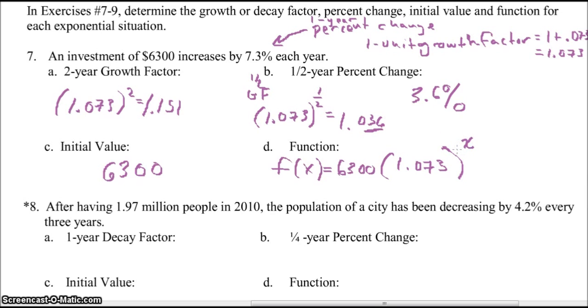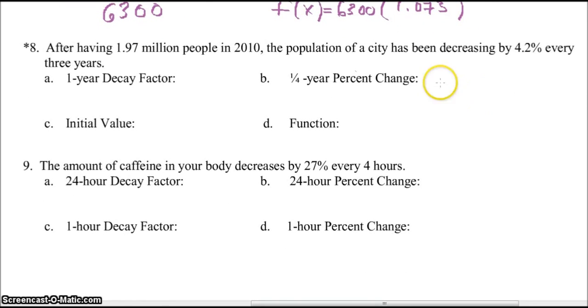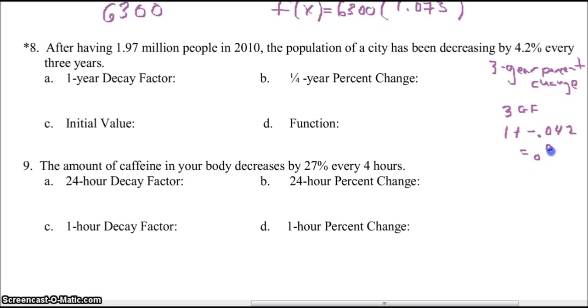number of years elapsed. Number 8, after having 1.97 million people in 2010, the population of a city has been decreasing by 4.2% every 3 years. Okay, so this is our 3-year percent change. So that means the 3-year growth factor is equal to 1 plus, it's really a negative 0.042 because it's a decrease. That is 0.958. That's my 3-year growth factor. Sorry, it's a decay factor because we're decreasing.